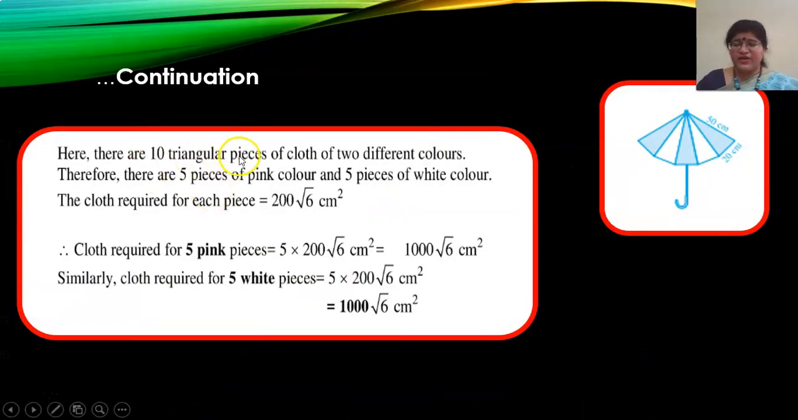Now in total there are 10 triangular pieces. So 5 pieces of pink or blue like I said, and 5 pieces of white. So 5 pink pieces are 5 into 200, or 5 blue pieces are 5 into 200, that is 1000 root 6 centimeters square. And 5 white pieces are 1000 root 6 centimeters square. So this is the area of cloth required to make an umbrella, which comprises 5 white triangles and 5 pink triangles or blue triangles.